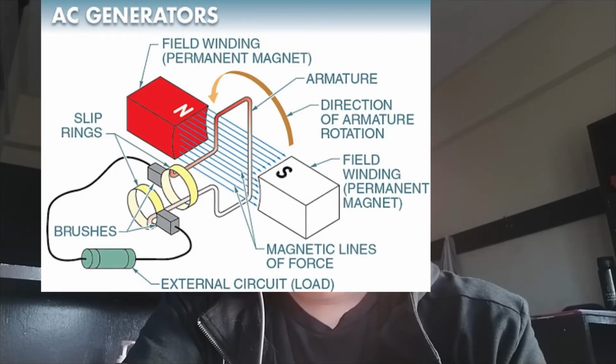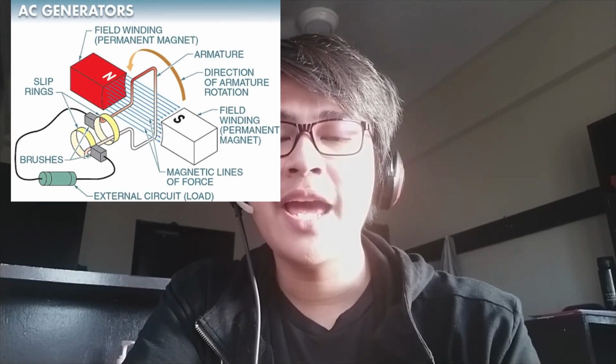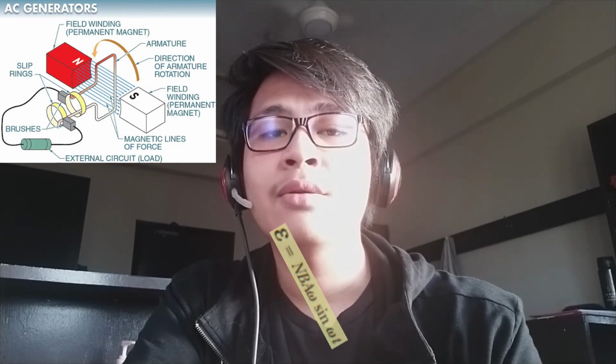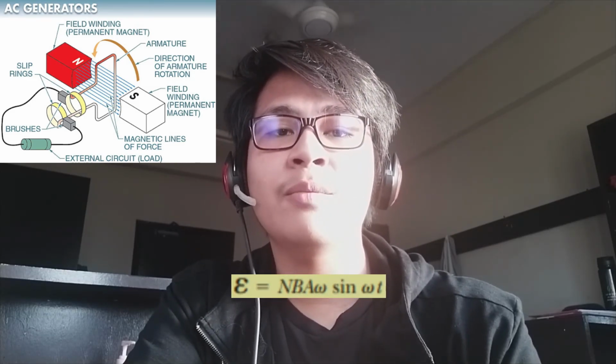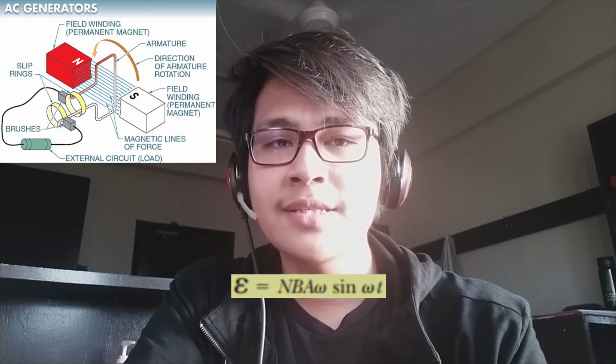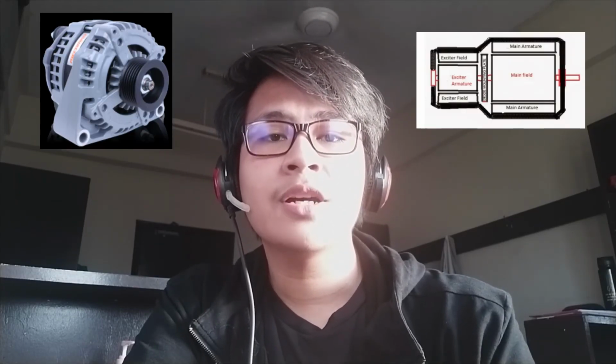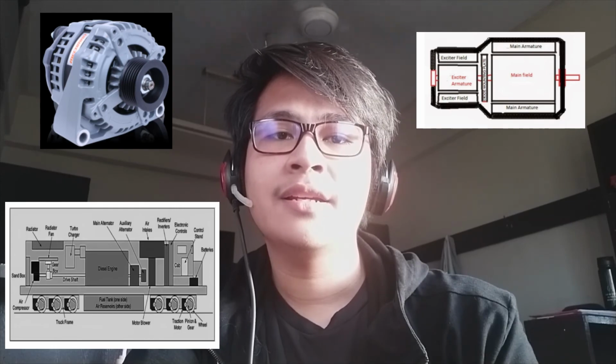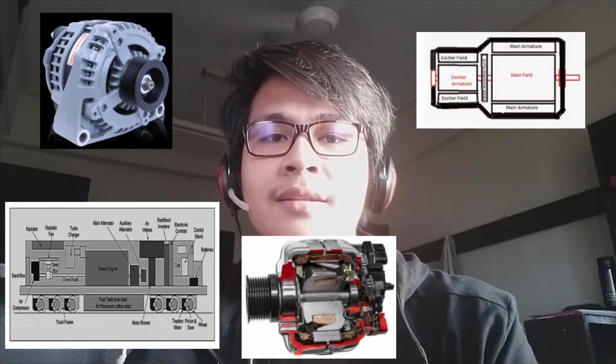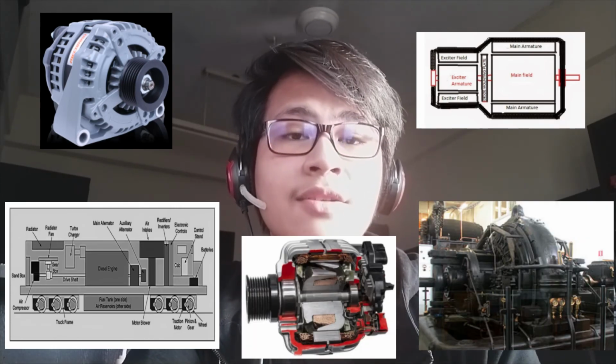We also learned the working principle behind the AC generator and the equation of induced EMF for an AC generator, which is epsilon equals NBA omega sine omega t, where N is the number of turns, B is the magnetic field, and A is the area of the loop. Various applications use AC generators in this modern world, such as marine alternators, brushless alternators, diesel electric locomotive alternators, automotive alternators, and radio alternators. That's all from us.